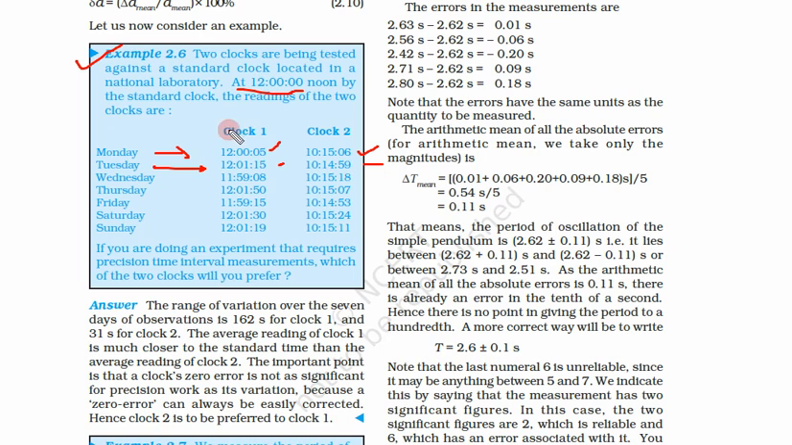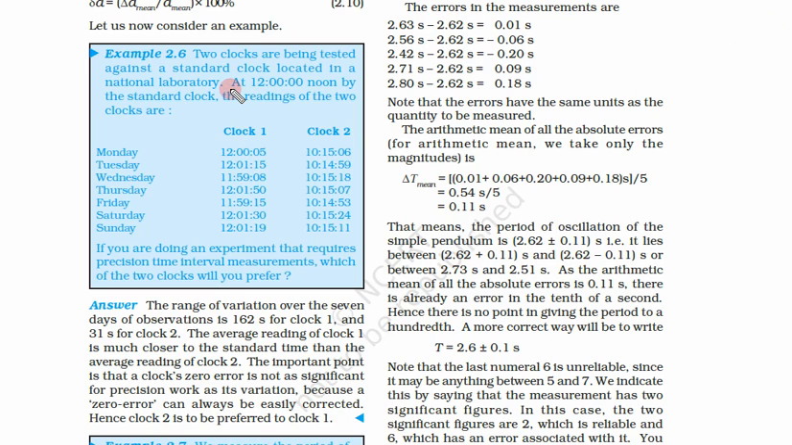So we are given these two clocks, clock 1 and clock 2, and we have to tell which of these clocks is more precise in measuring the time interval. Again we have talked about accuracy and precision, but here we are talking about precision. That means if we measure the difference between two times, which of these clocks will be more accurate. Now let us see how to solve this problem.